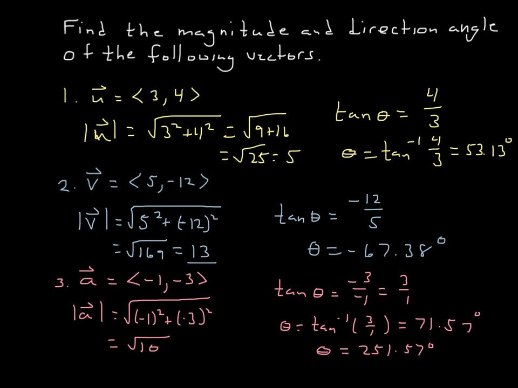So what you have to keep in mind on this, when you're dealing with a vector that is in quadrants 2, 3, or 4 when we place it in standard position, when you do your inverse tangent to find the direction angle, you're going to have to add 180 degrees.